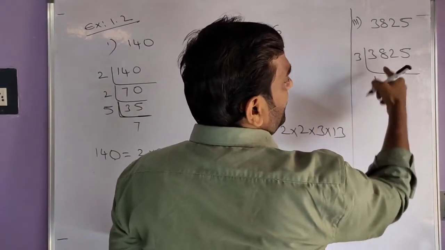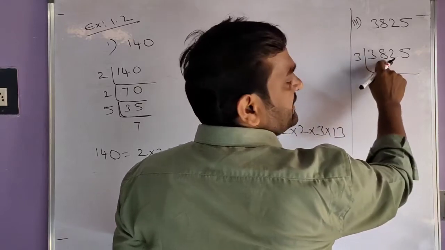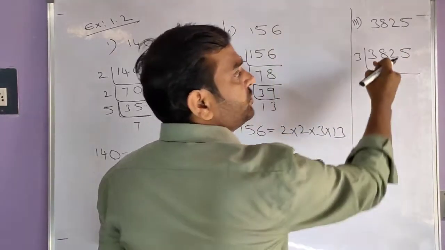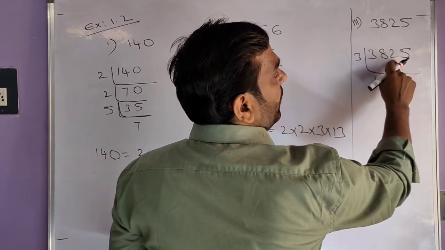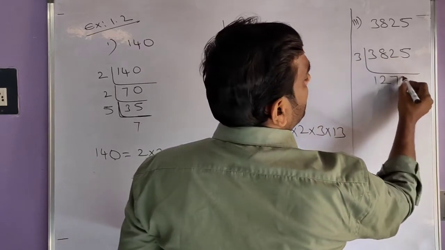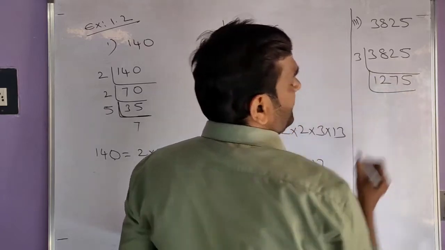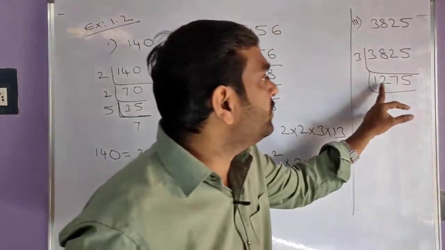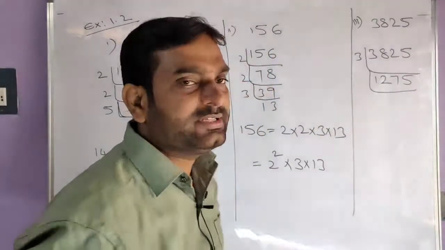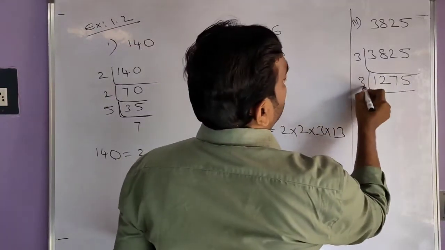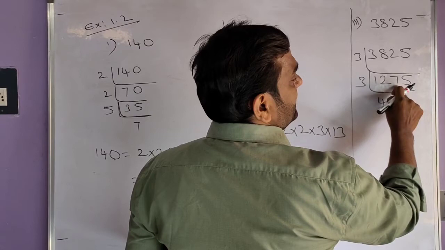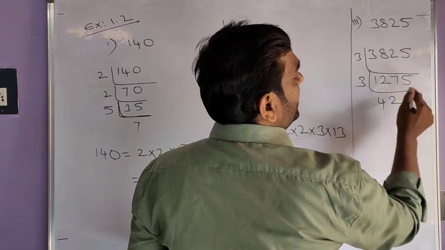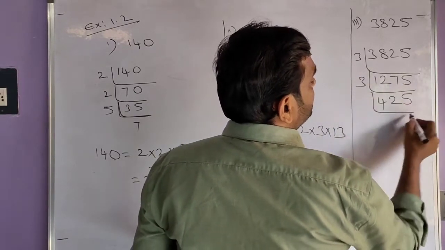3 ones are 3. 3 twos are 6, 22 remaining. 3 sevens are 21, 1 remaining, here 15. 3 fives are 15. Now 1 plus 2 plus 3 plus 7 is 10, plus 5 is 15, so it's again divisible by 3. 3 fours are 12, 3 twos are 6, 15 remaining, 3 fives are 15.